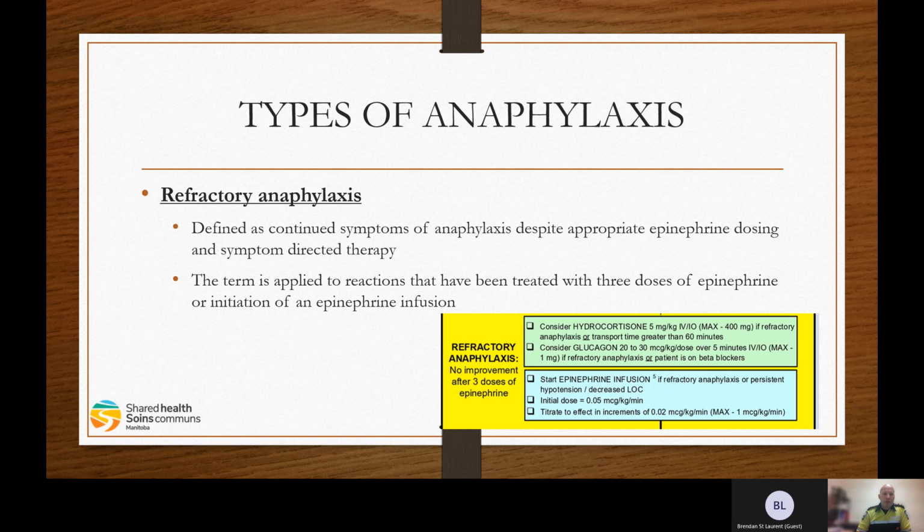For what we're doing, the term is applied to reactions that have been treated with 3 doses of epinephrine or initiation of epinephrine infusion. Because we're not going to start an epinephrine infusion, that's more so in the hospital. If we've given the patient 3 doses of epinephrine and we're finding that they're not getting the results that we desire, then we can consider them in refractory anaphylaxis, and we can access this care map to give hydrocortisone.